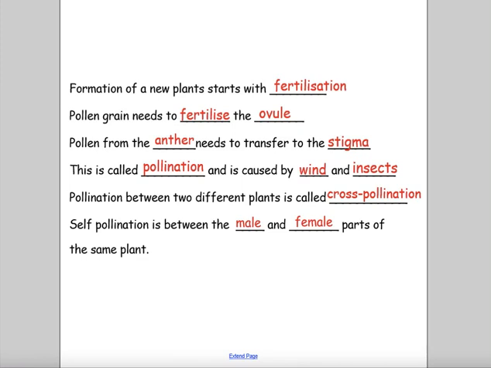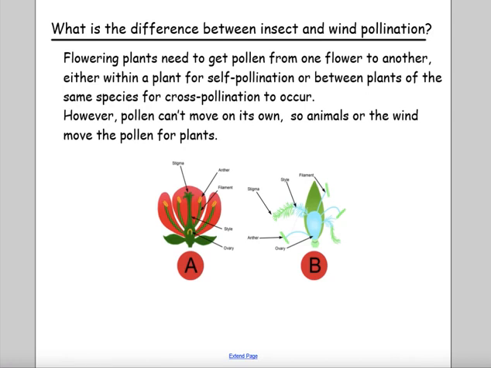Pollination between two different plants is called cross-pollination. Self-pollination happens between the male and female parts of the same plant. The difference between insect and wind pollination then.